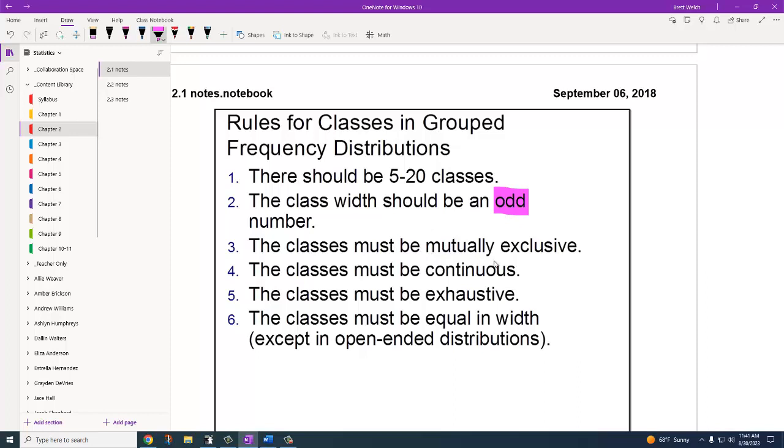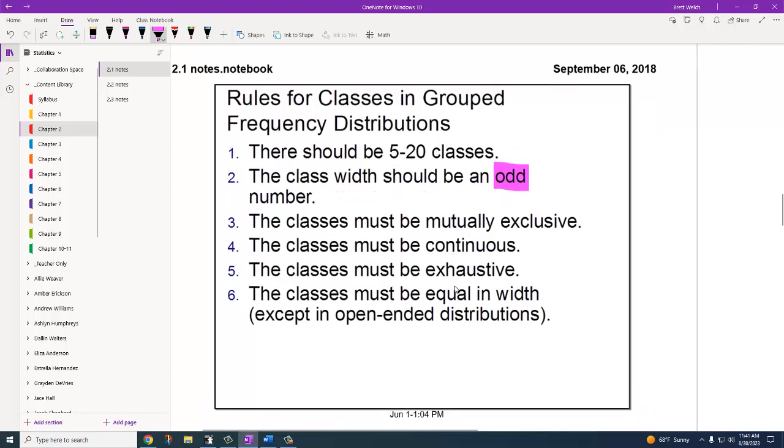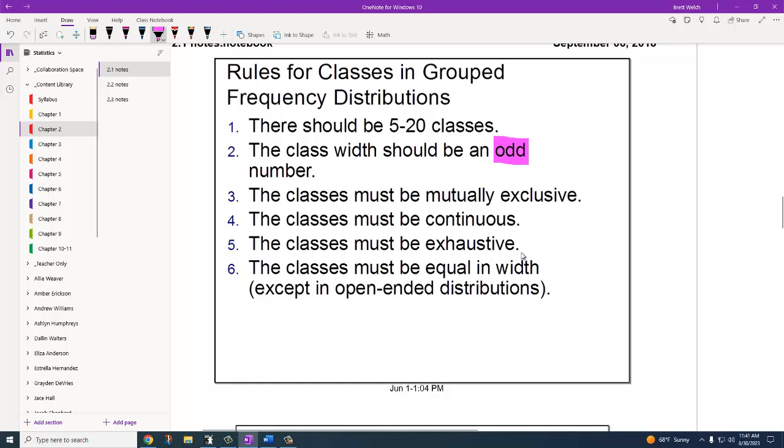It must be mutually exclusive in our classes, meaning that a number can't belong to both classes. It can only belong to one class. It must be continuous. You cannot jump over a set of numbers. Even if you say, hey, there's nobody between 12 and 15, let's skip that class. No, you have to have a class with 0 frequency. That's okay. It must be exhaustive.